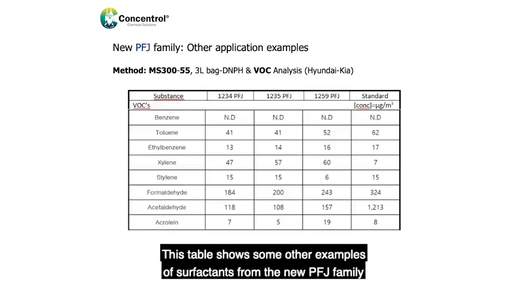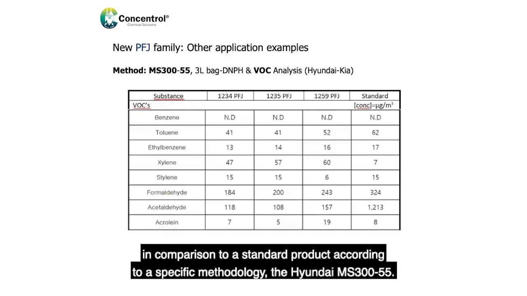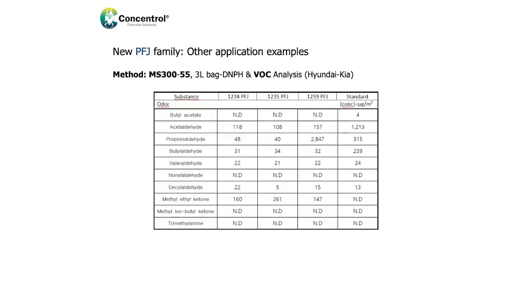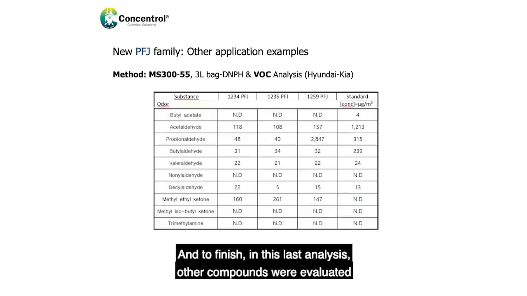This table shows some other examples of surfactants from the new PFJ family, in comparison to a standard product according to a specific methodology, the Hyundai MS355. You can observe that the amounts of aromatics and aldehydes in the PFJ products are low. And to finish, in this last analysis, other compounds were evaluated in the same surfactants. The low aromatic and aldehyde contents can also be seen here. In this case, these are more odor-related compounds.